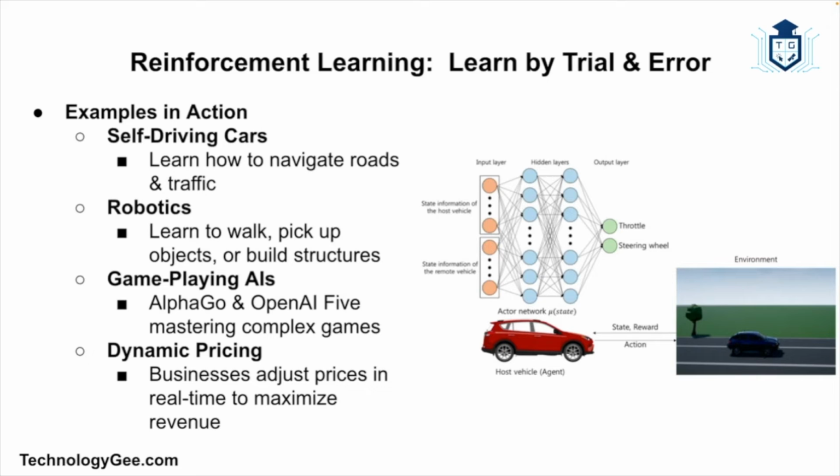And here are some examples of reinforcement learning. So we have self-driving cars, where they're learning how to navigate roads by trying actions and getting feedback. It's also used in robotics, where you can teach a robot to walk, grab objects, or complete complex tasks. It's used in game playing AIs, like DeepMind's AlphaGo and OpenAI Five. They use reinforcement learning to master Go and Dota 2, beating world champions. And then you have dynamic pricing models, where some businesses use reinforcement learning to adjust prices in real time based on demand and competition.